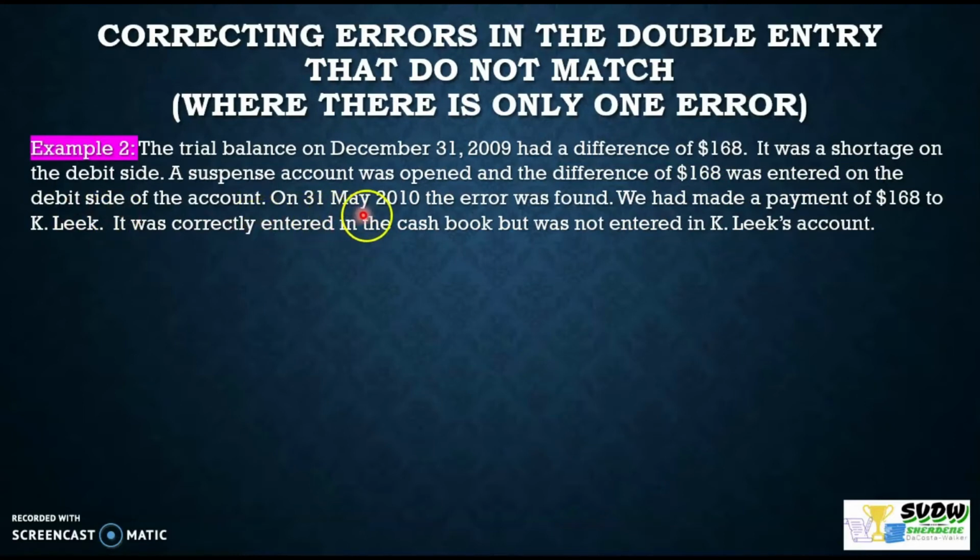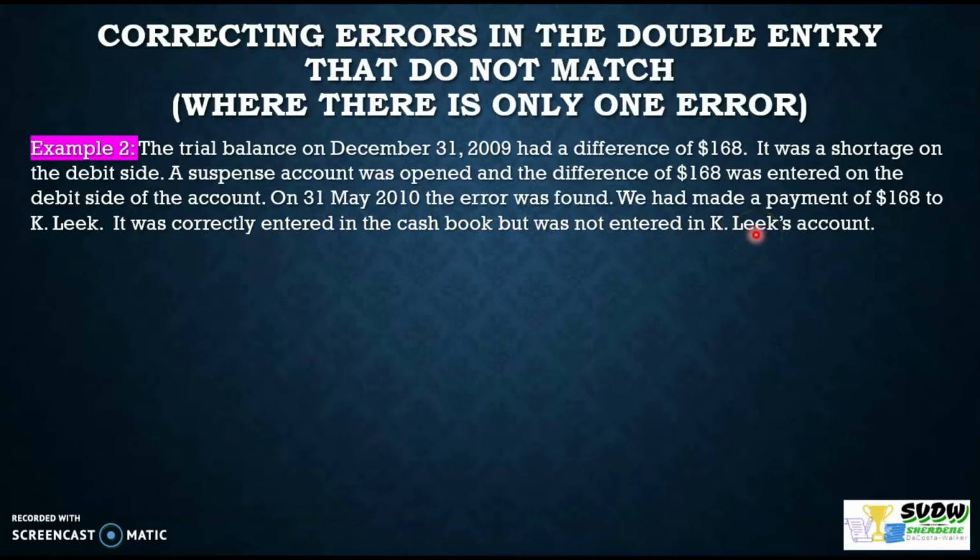On the 31st of May 2010, a few months later, the error was found. We had made a payment of $168 to K-Leak. It was correctly entered in the cash book, but was not entered in K-Leak's account.